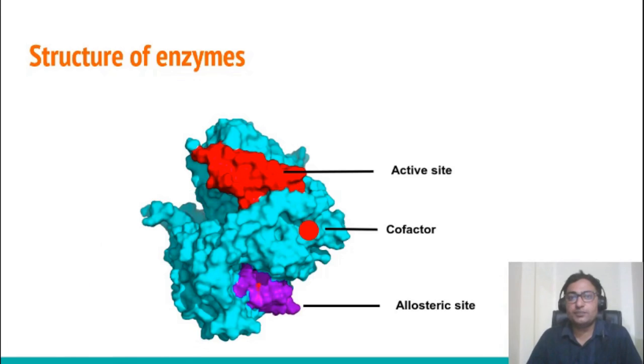Now in addition to the protein part, the enzymes may contain a non-proteinous part. The protein part of an enzyme is known as apoenzyme, and the non-protein part may be a coenzyme, that is an organic molecule required for the catalytic reaction of the enzyme, or a cofactor, that is a metal ion. Normally a metal ion is considered a cofactor, whereas an organic molecule is known as a coenzyme. So in addition to the protein part, there may be a cofactor or coenzyme.